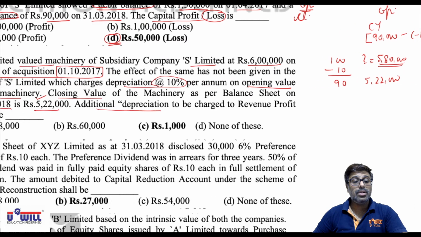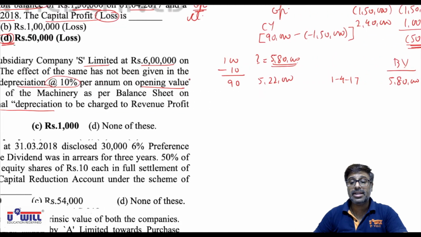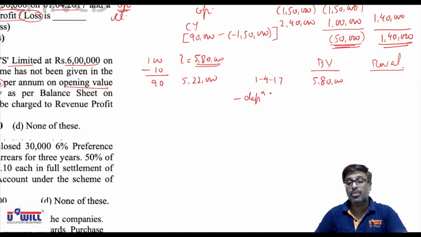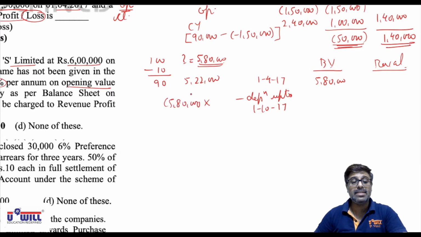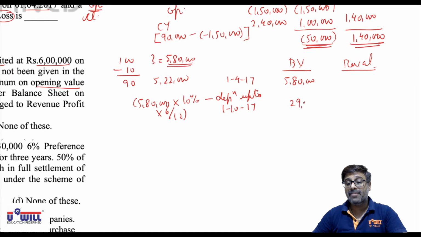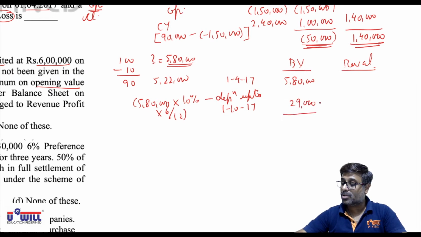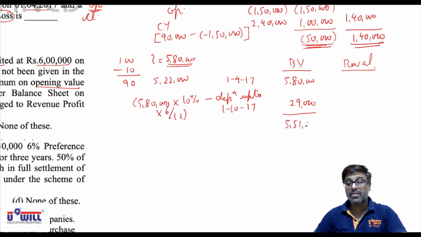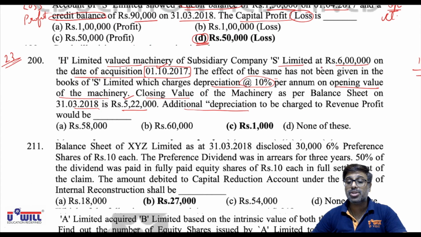Now the shares are acquired on 1/10/17, so we'll subtract depreciation up to 1/10/17, that is 6 months. So 5,80,000 into the rate of depreciation we worked out, it is given as 10%. So into 10% into 6 months, 6 by 12. So that is 29,000. 5,80,000 minus 29,000. On the date of acquisition, the value of machinery is 5,51,000 on 1/10/17.